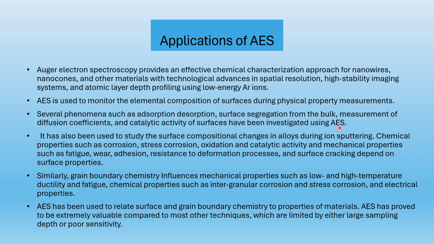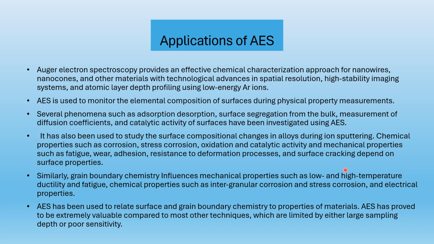Also, phenomena like absorption, desorption of gases, or surface segregation from the bulk, or measurement of diffusion coefficients or catalytic activity of the surfaces can be investigated using the AES technique. And also, it has been seen that the surface compositional changes in alloy during ion sputtering can be seen, and it will help in processing chemical properties like corrosion, stress corrosion, oxidation, and catalytic activity, and mechanical properties such as fatigue, wear, adhesion, resistance to deformation processes, and surface cracking, which depend on surface properties.